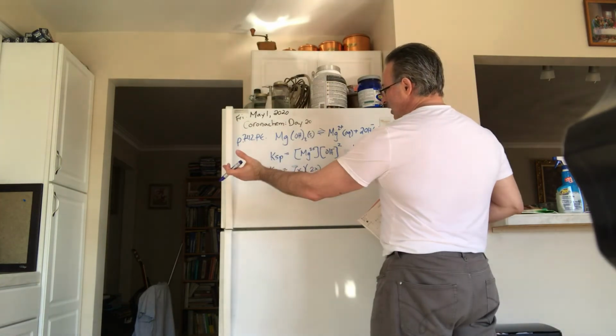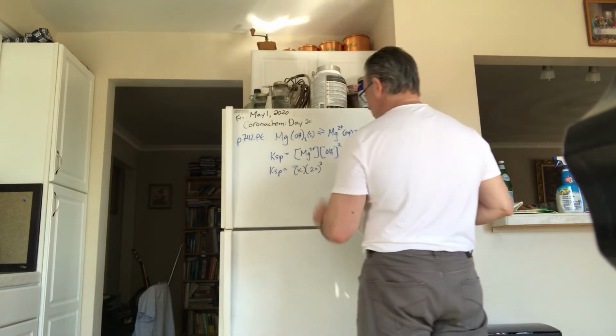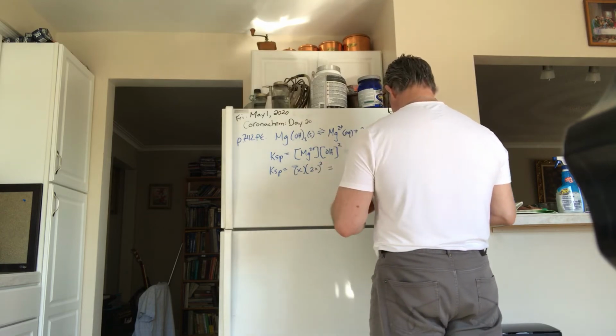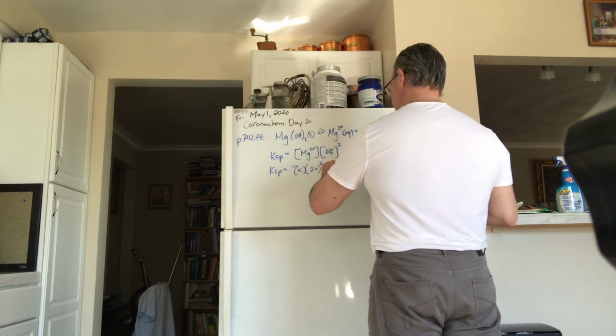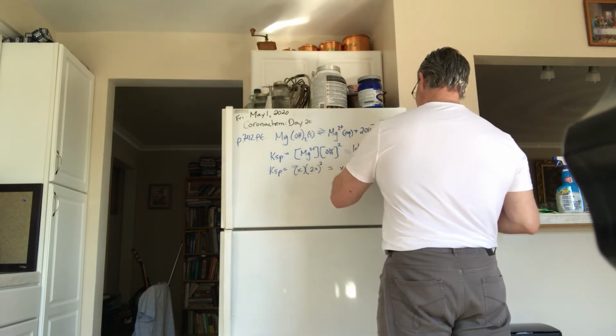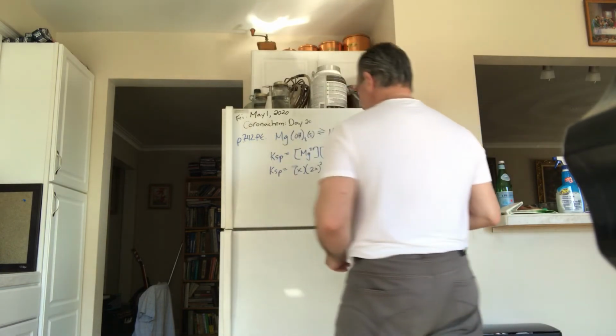magnesium ion and 2 hydroxides. So that's going to be a 2x, but you've got to raise it to the power of 2 because that's how the Ksp is set up. So that simplifies to x times 4x squared, which simplifies yet again to 4x cubed. And 4x cubed equals your Ksp.